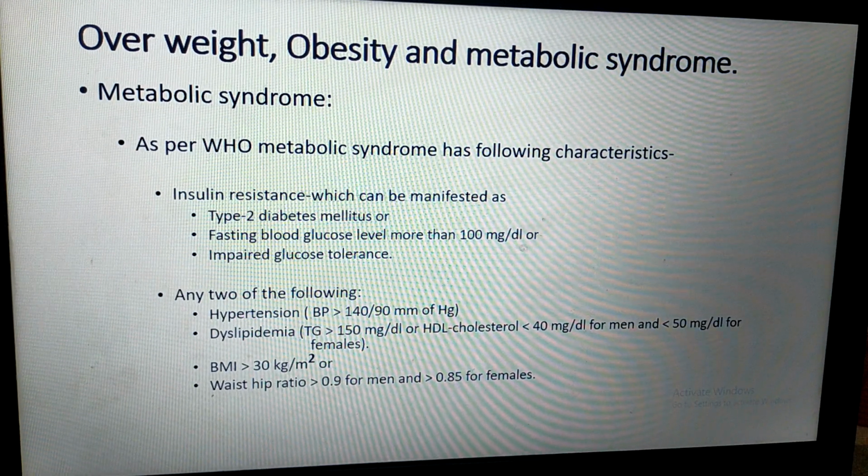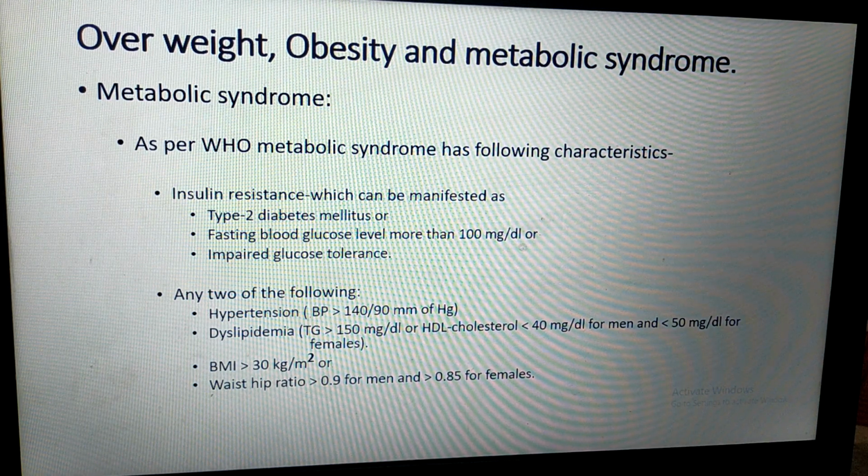Now we will see the WHO criteria for metabolic syndrome, or how WHO defines metabolic syndrome. First, according to WHO, to call a person a patient of metabolic syndrome, he should have insulin resistance. Now what is meant by insulin resistance? That is also defined by WHO. If a patient has type 2 diabetes mellitus, then he is an insulin resistant person.